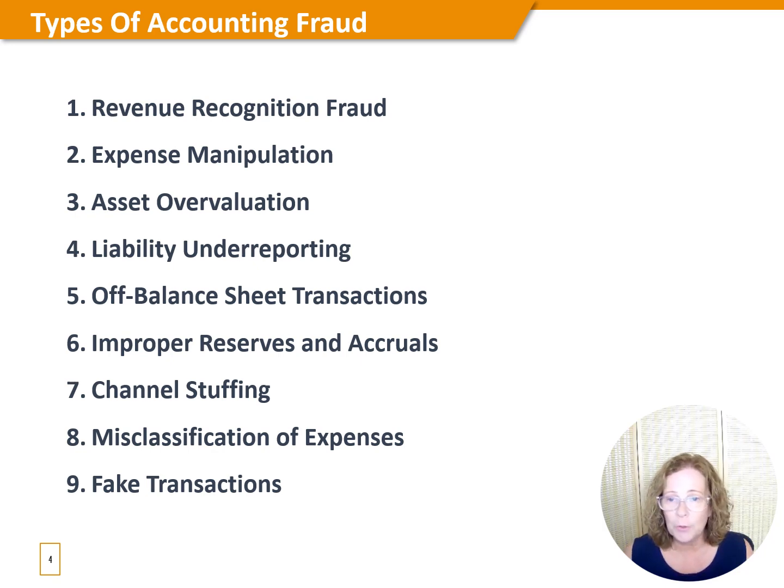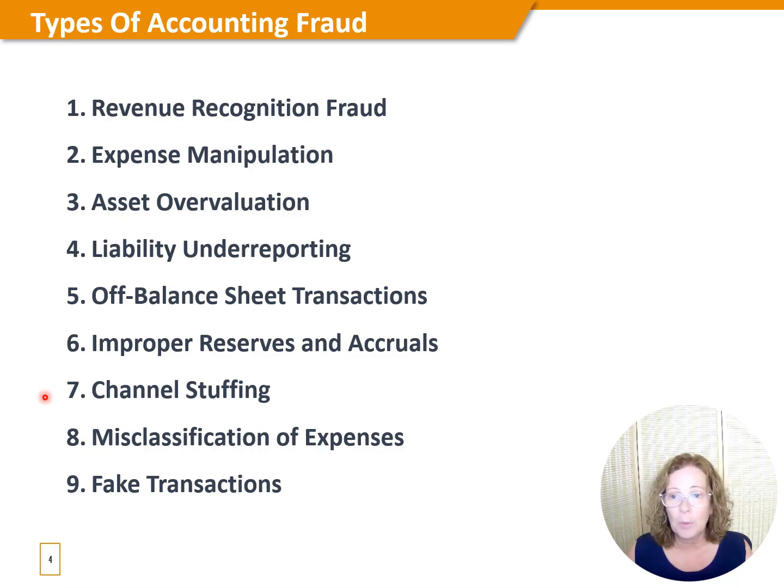Expense manipulation includes understating expenses or delaying expense recognition to overstate profits. Asset overvaluation happens when the company inflates the value of company assets like inventory or property to present a healthier financial position. Liability underreporting happens when the company understates liabilities such as debt or outstanding obligations to appear less risky to investors, whereas off-balance sheet transactions includes keeping certain liabilities off the company's balance sheet to make the financials look better than they are. Improper reserves and accruals involves manipulating the amount of reserves and accruals to create false financial stability.